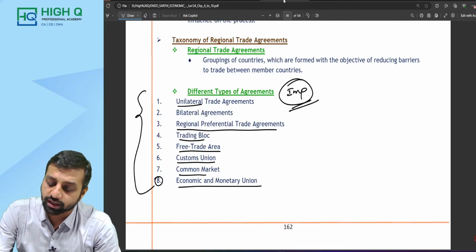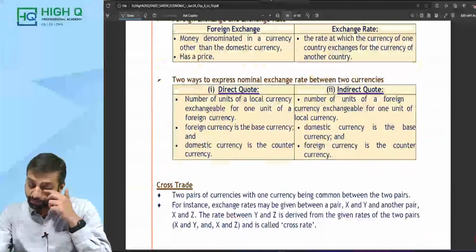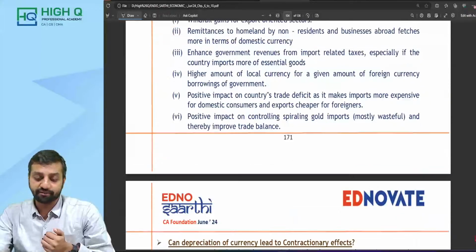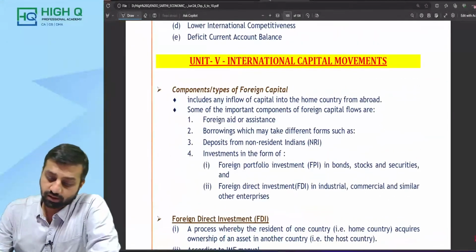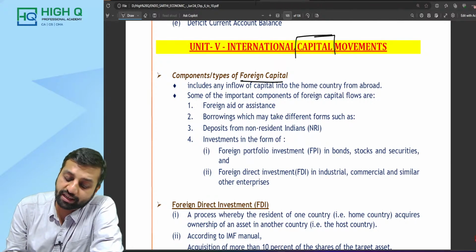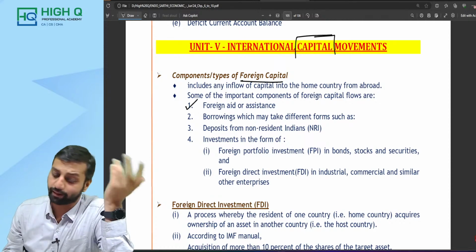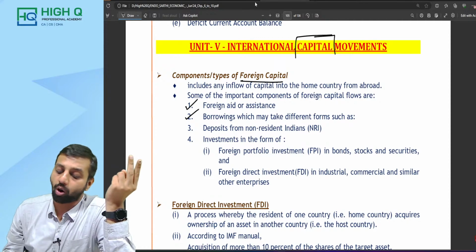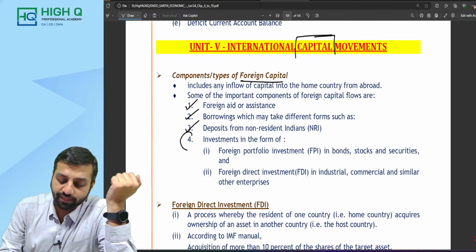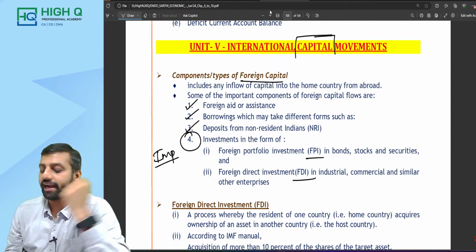So that was your unit number 4. And unit number 5 is quite simple, in which there is FDI, FPI, FII. International capital movement: foreign capital can be in the form of foreign aid or assistance, help. It can be in the form of borrowings. It can be in the form of deposits. And the most important ones for us are FPI and FDI.